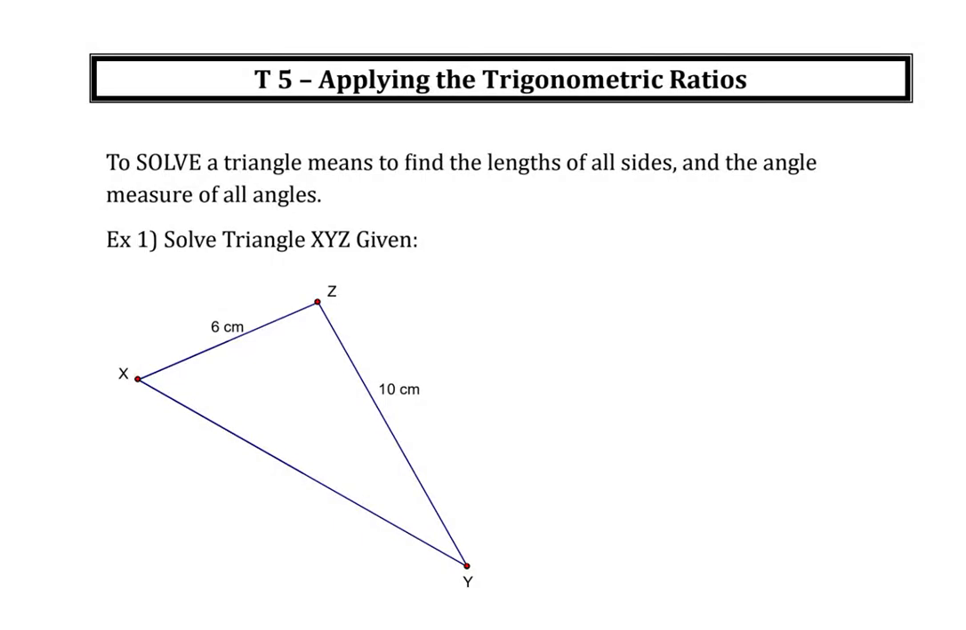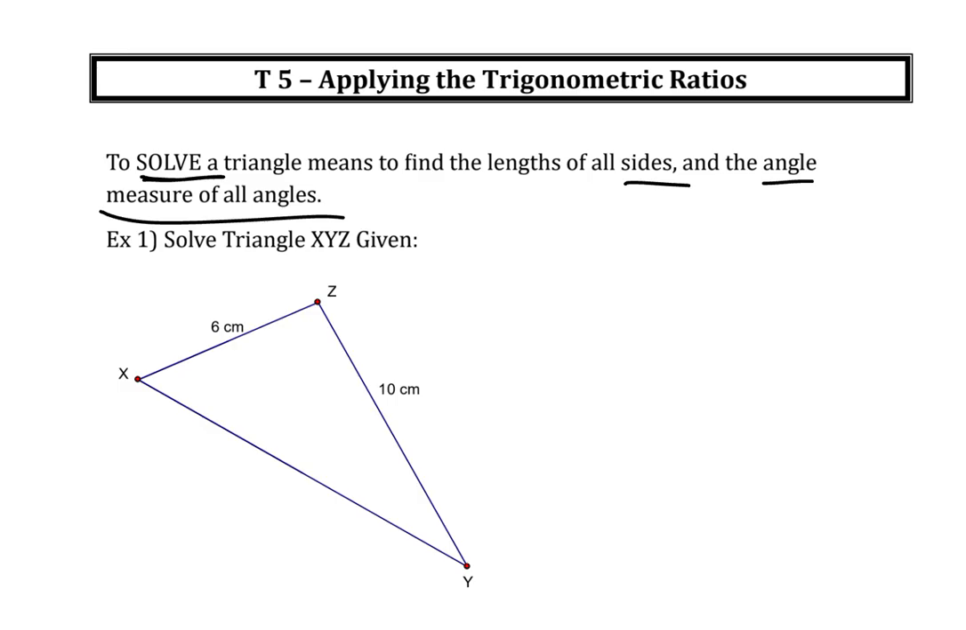T5, applying the trigonometric ratios. Sometimes you're going to get the instruction to solve a triangle, but that just means to find all the lengths of the sides and all the angle measures of all the angles.